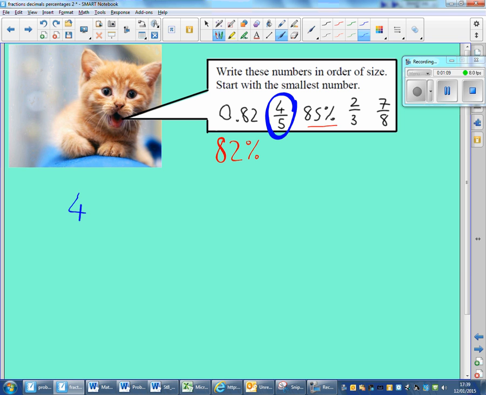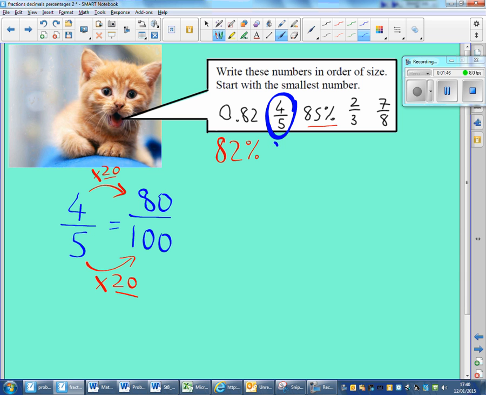If I have 4/5 and I want it to be a percentage, that means out of 100. Percent means per 100. To do that, I can say, what do I need to multiply 5 by to give me 100? Of course, that's 20. What do I times 4 by? It's exactly the same thing. Denominators are multiplied by 20, so I'll do that same to the top line. So that will give me 80 out of 100. That will give me 80%.